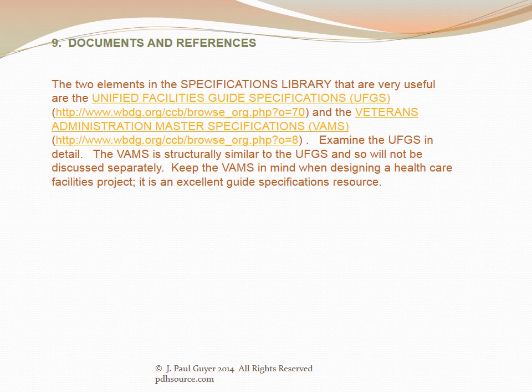The 2 elements in the specifications library that are very useful are the Unified Facilities Guide Specifications, UFGS, and the Veterans Administration Master Specifications, VAMS. Examine the UFGS in detail. The VAMS is structurally similar to the Unified Facilities Guide Specifications and so will not be discussed separately. Keep the Veterans Administration Master Specifications in mind when designing a healthcare facilities project. It is an excellent guide specifications resource.